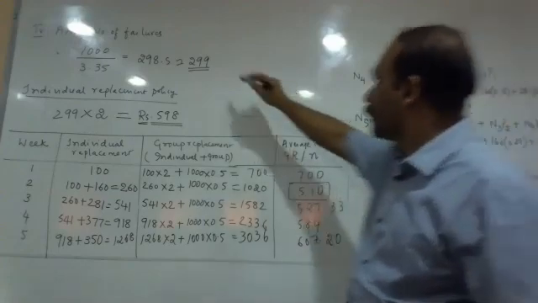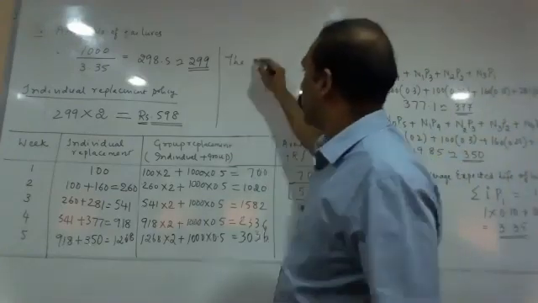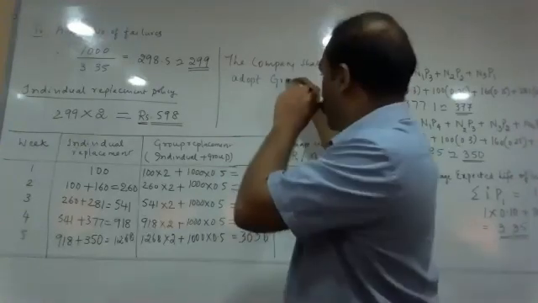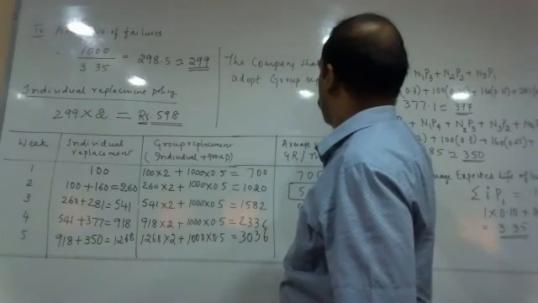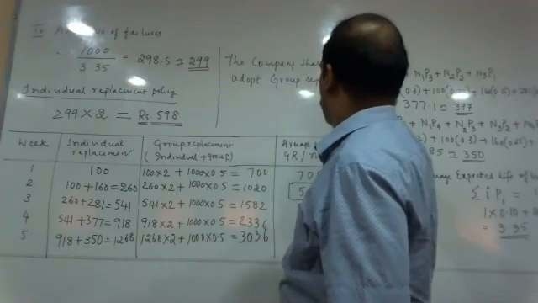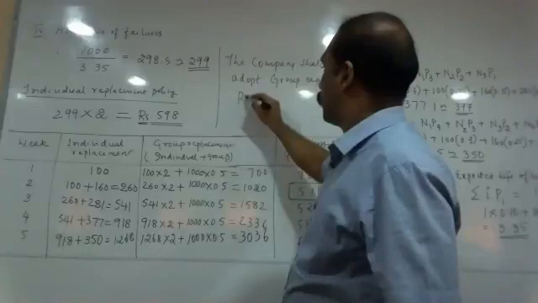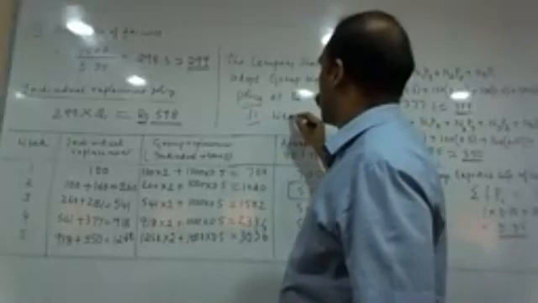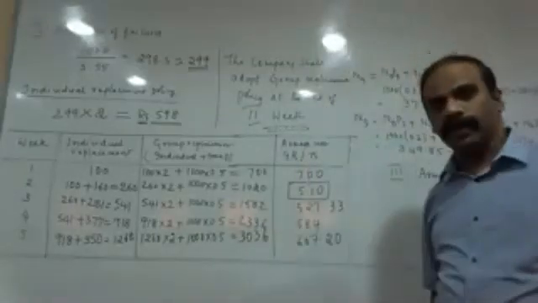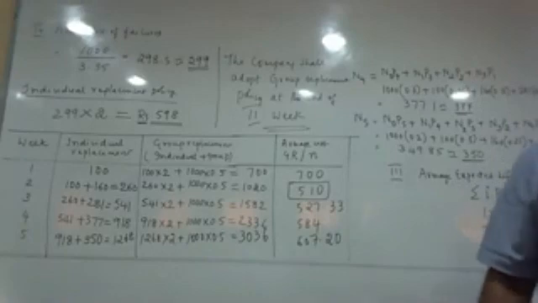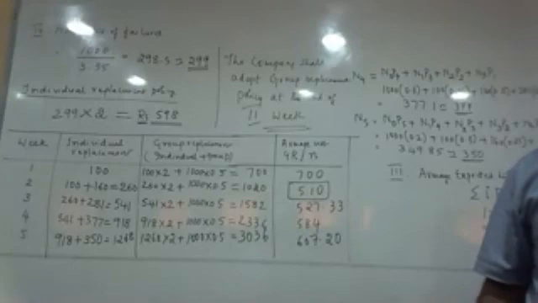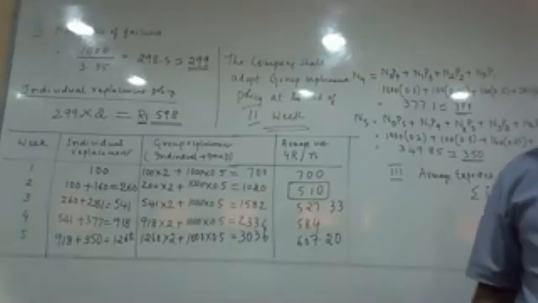So the conclusion I am writing here: the company shall adopt group replacement policy at the end of second week. This is very, very important. At the end of second week. So this is the conclusion. This is how we solve the third category of problem, where we are supposed to decide whether individual policy is better or group policy is better.